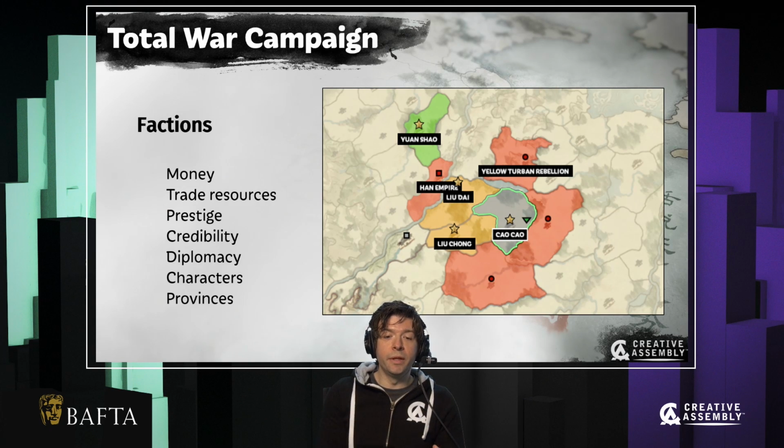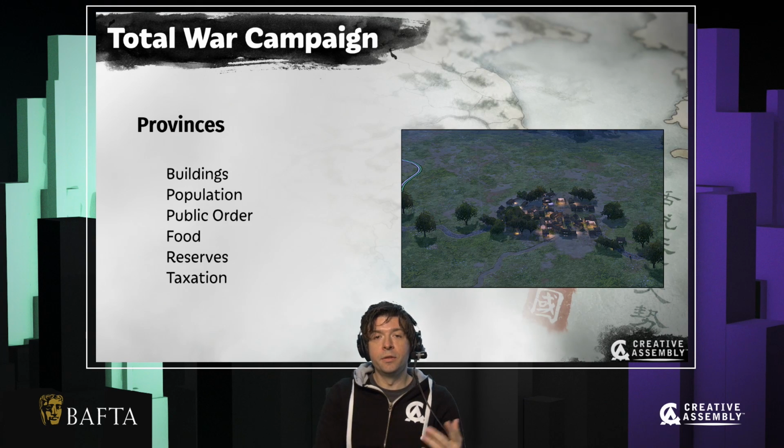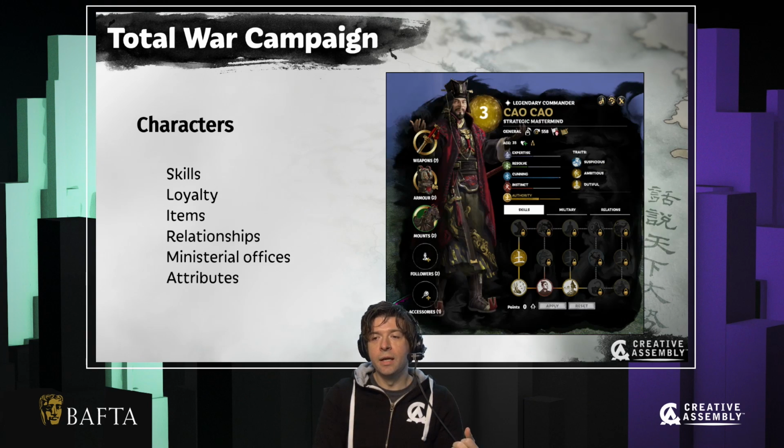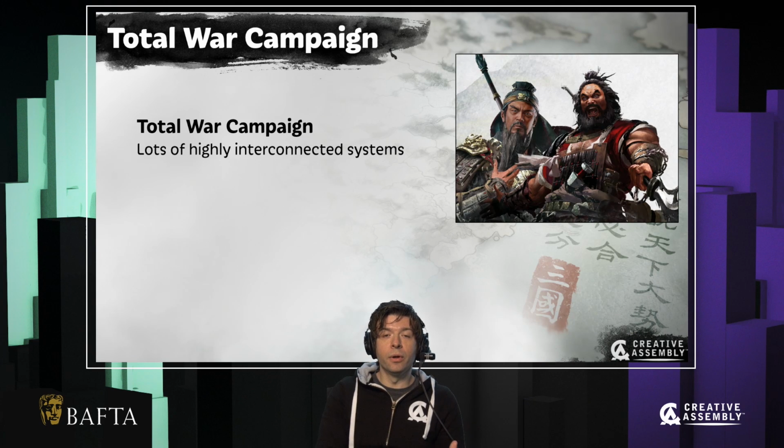Without delving too deeply into the campaign as a whole, what would be good to understand is that there are usually a lot of factions on the campaign map. And these factions have to look after a lot of resources or metrics, like money, or there might be trade resources, there might be faction-specific resources, there's prestige. And these factions usually have a lot of characters and land or provinces that they own. And these provinces themselves have infrastructure and population, public order, taxation laws, and equally the characters have skill trees and loyalty and items, and the characters have relationships with each other. So all in all, it's a lot of highly interconnected systems.